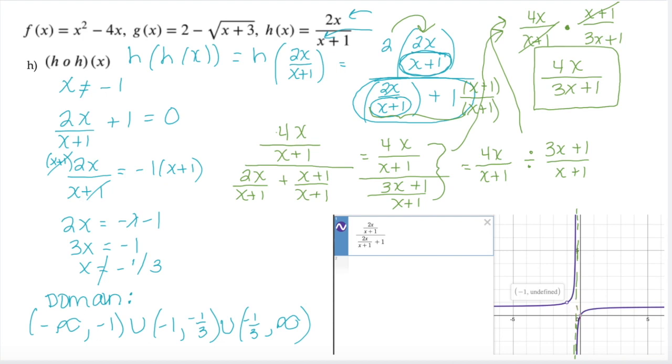If we had not found the original domain before we simplified, we would not know that there is an actual hole at negative 1 that's listed there. So that's why it's important to find the domain before we actually simplify. If we were to have simplified and then identified the domain, you would have missed the negative 1 hole. We would have just seen the asymptote at 3x plus 1.